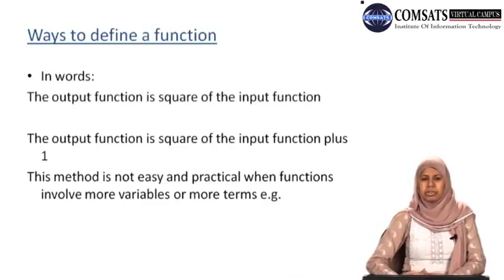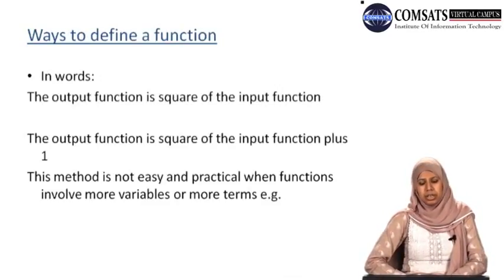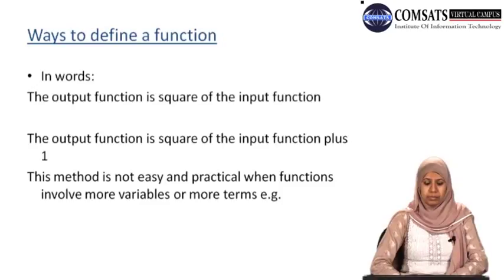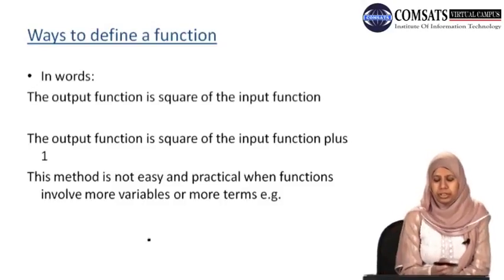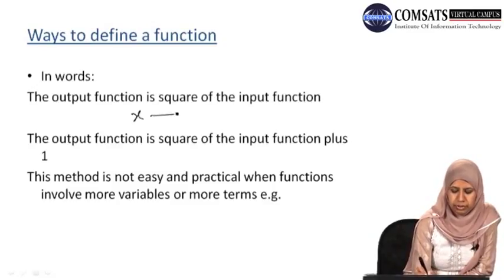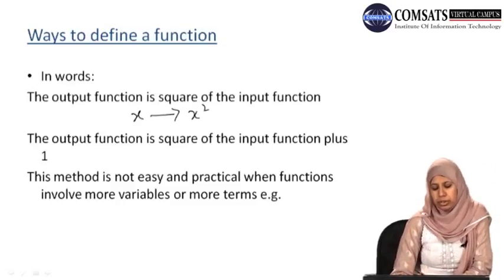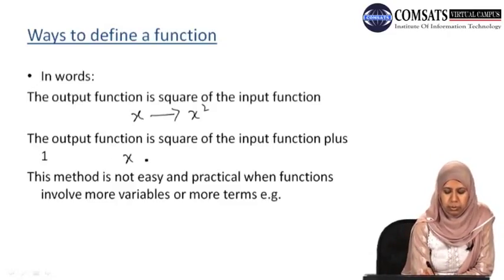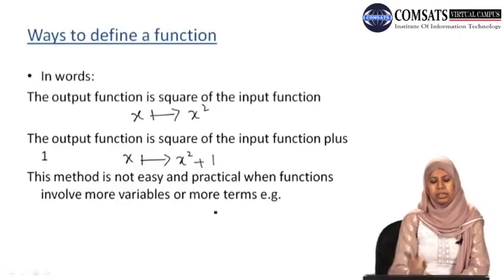Now we have seen a few examples where we were given a function and we have calculated the value of outputs at some particular value of inputs. Now we have seen different ways to define a function. First way is when we define the function in words. For example, the output function is the square of the input function. That is, whatever the input x is, the output function is simply its square. Or the output function is the square of the input function plus 1. That is, whatever the input is, the output function is the square of it and adding 1 to it.